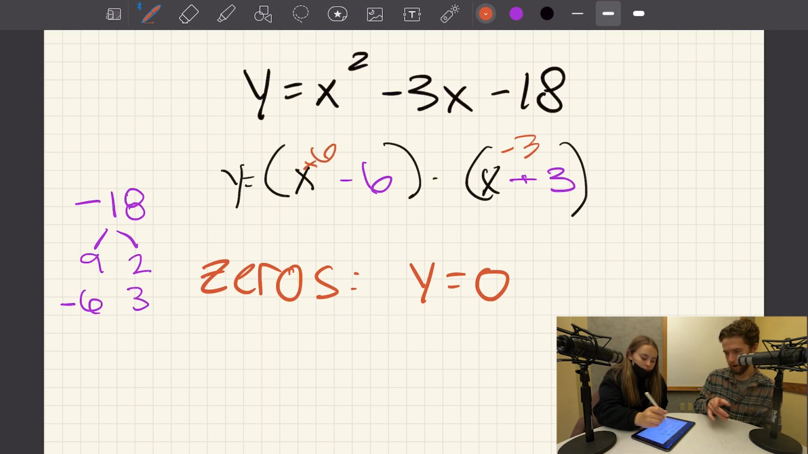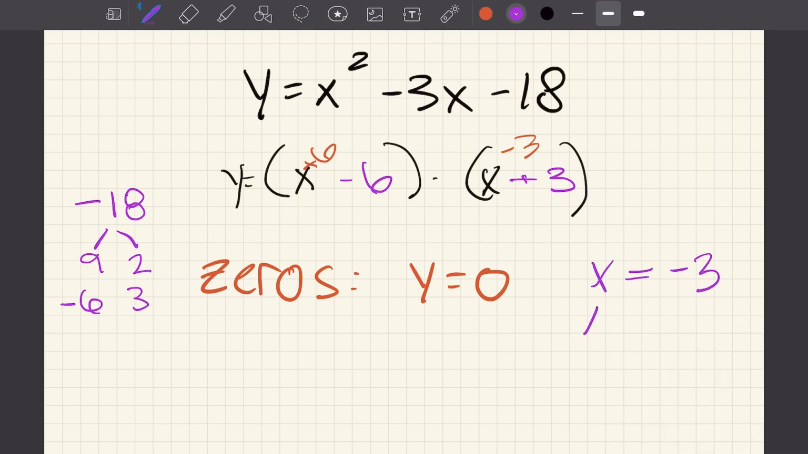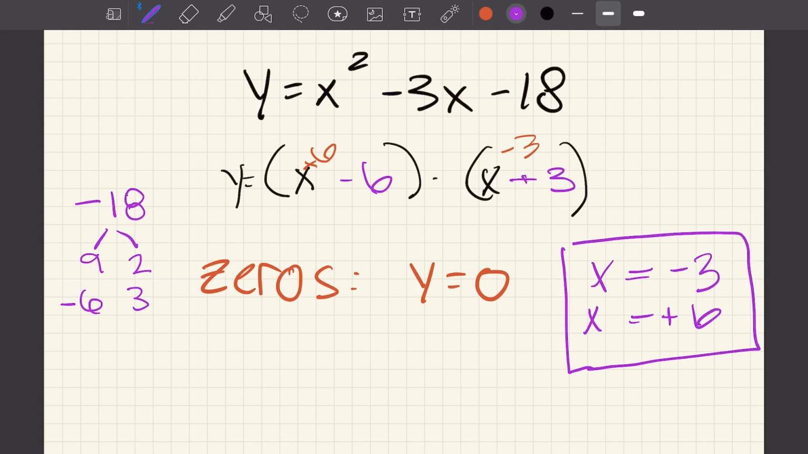So typically you could write, like maybe in this corner, x equals -3, and then x equals +6. Cool. Put a box around it because you deserve it. Nice, you got the perfect box.